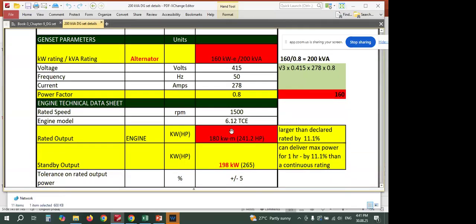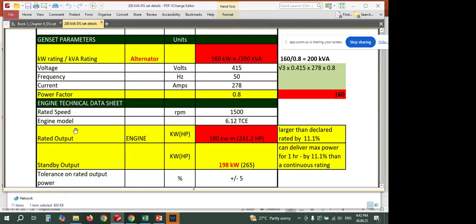Now come to the next part, which is rated output. Now these are engine parameters, engine sheet. Rated output of the engine is 180 kW. Here you see electrical 160 kW, mechanical 180 kW. So it is 10% higher than the alternator. Engine is larger by 11.1%.